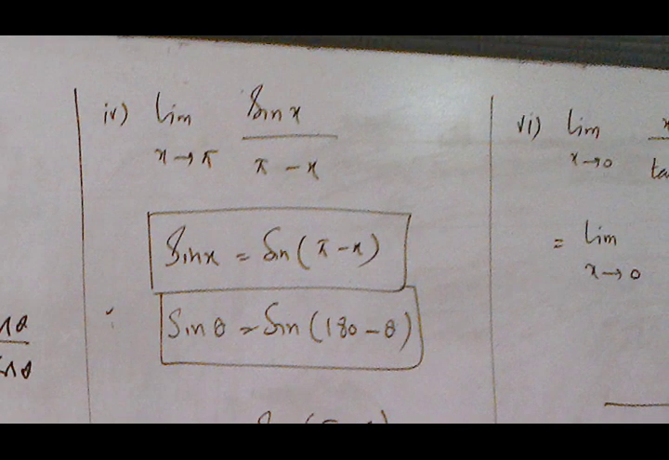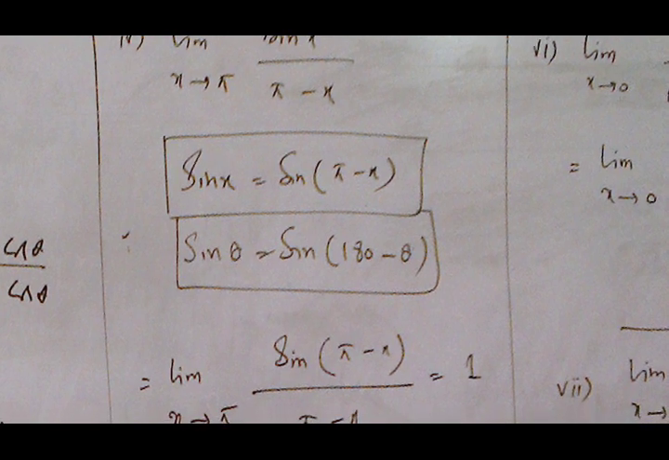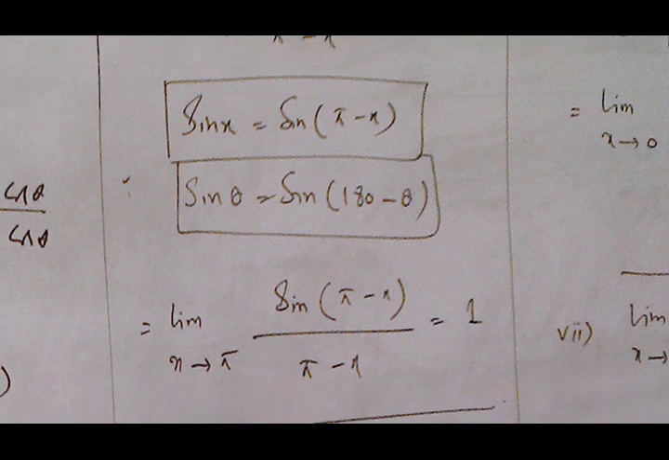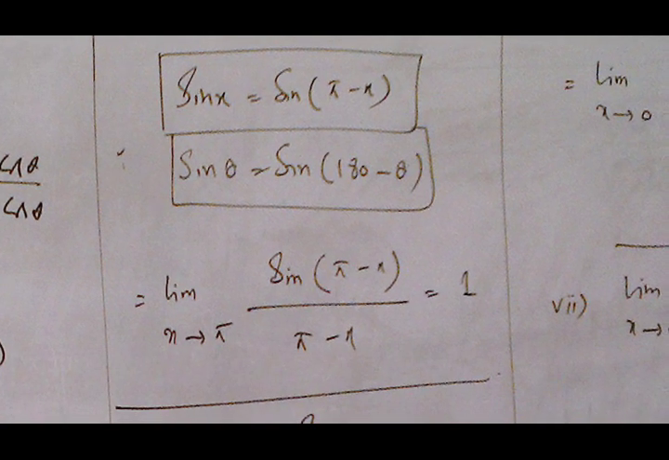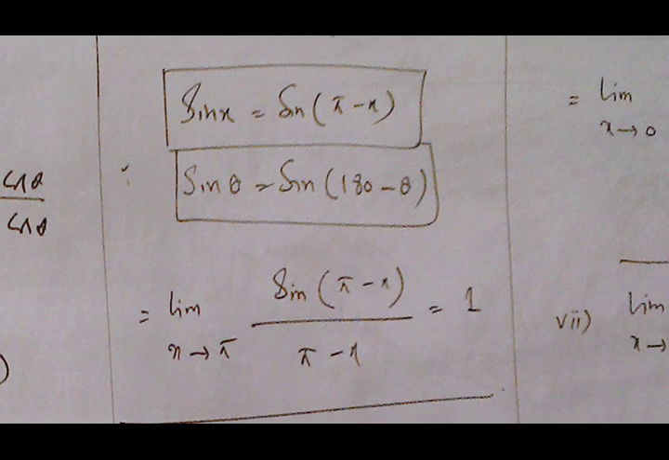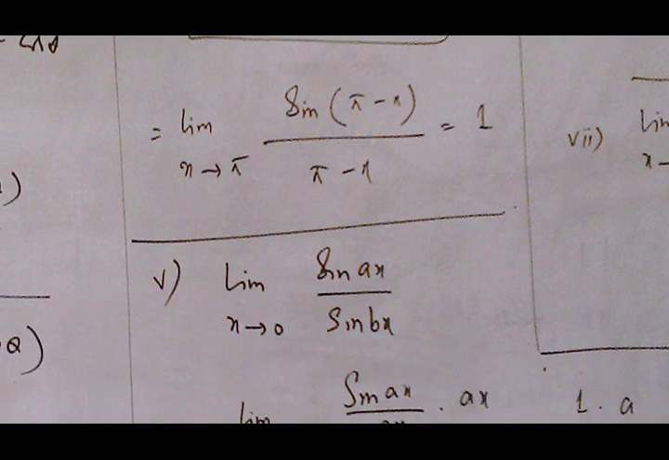In this question, sin x over pi minus x, sin x is also equal to sin of pi minus x. As we say, sin theta is equal to sin 180 minus theta, because sin does not change on the value of 180 and 360. Therefore we can write sin x is equal to sin pi minus x. Now here the angle and denominator are the same, so therefore it is equal to 1.